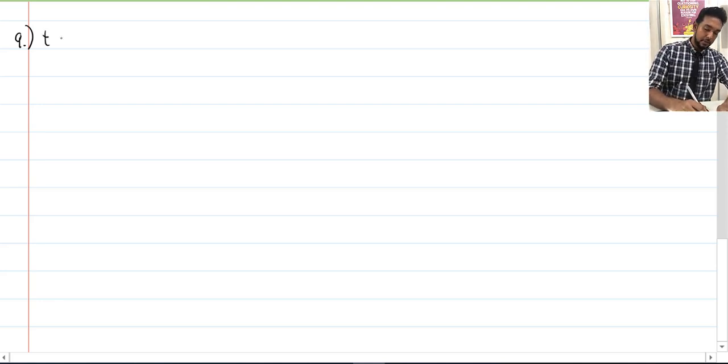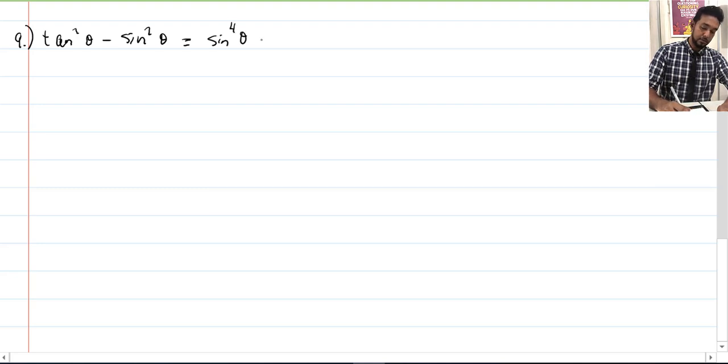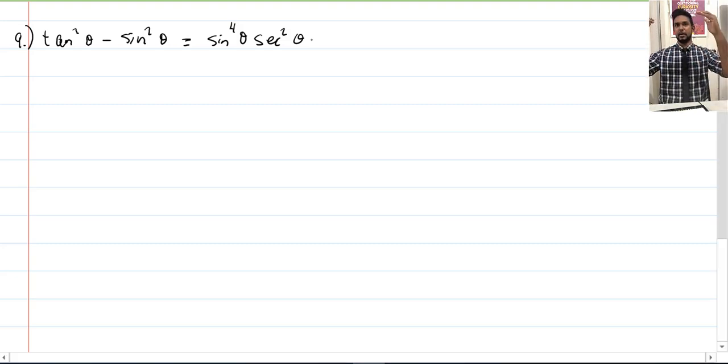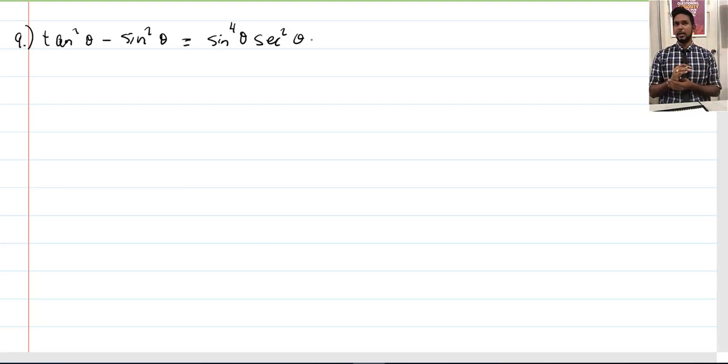All right, so number 9, we have tan squared theta minus sine squared theta identical to sine to the 4th power and sec squared theta. So remember, sec is 1 over cos, so sec squared is 1 over cos squared. So you have sine to the 4th over cos squared. And if you split that apart, you get sine squared by sine squared all over cos squared, and sine squared over cos squared is tan squared. So we probably want to get to a sine squared by tan squared. Let's see if we get that.